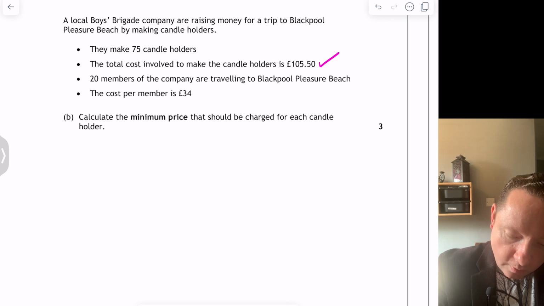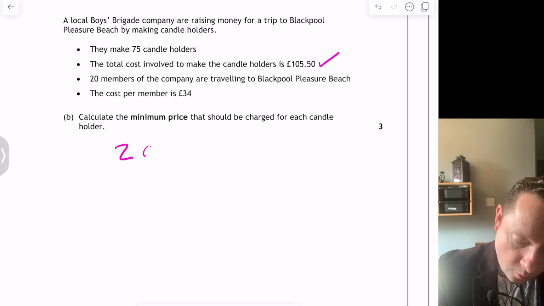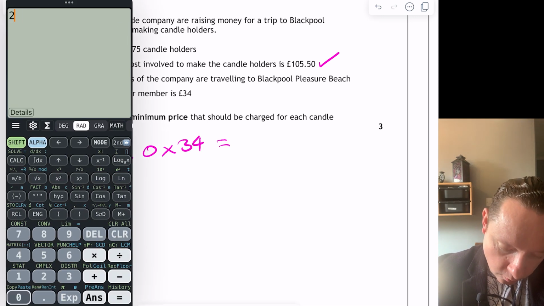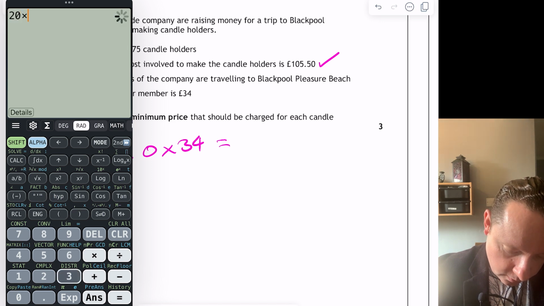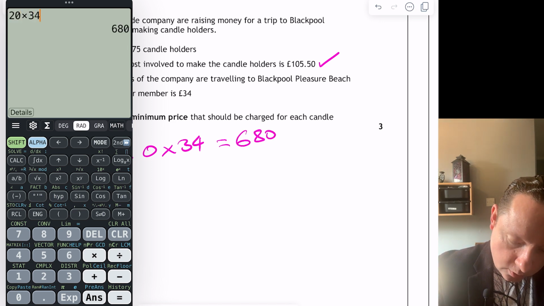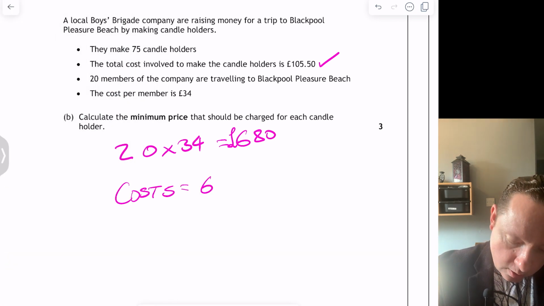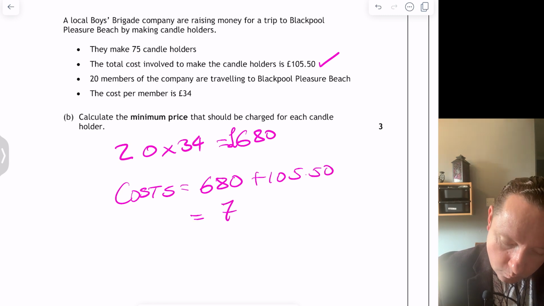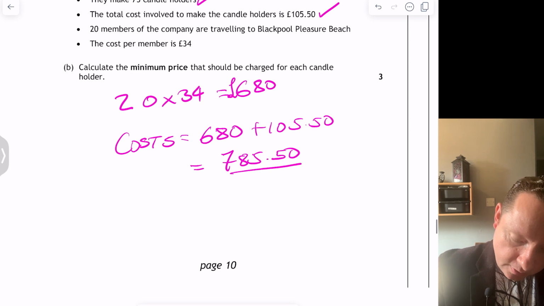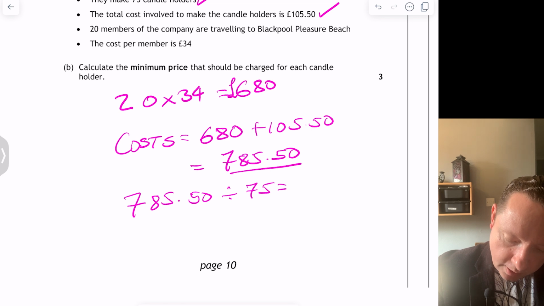So it costs them 105 to make it, so I need to work out how much it costs to go to Blackpool. So to go to Blackpool, it's 20 times 34. That could be non-calculator, but since I'm in a calculator paper, why not? So that's £680 to go to Blackpool. So total costs are £680 plus £105.50. That's £785.50. So that means that since I'm making 75, I can just do 785.50 divided by 75.